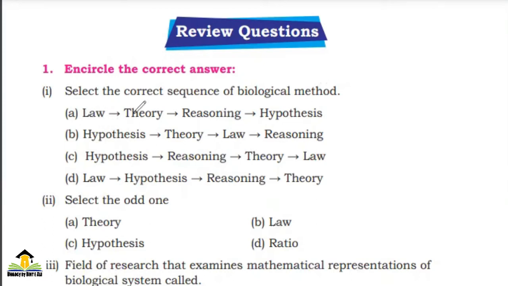A. Law, theory, reasoning, hypothesis. B. Hypothesis, theory, law, reasoning. C. Hypothesis, reasoning, theory, law. D. Law, hypothesis, reasoning, theory. The right answer for this MCQ is C. Hypothesis, reasoning, theory, and law.